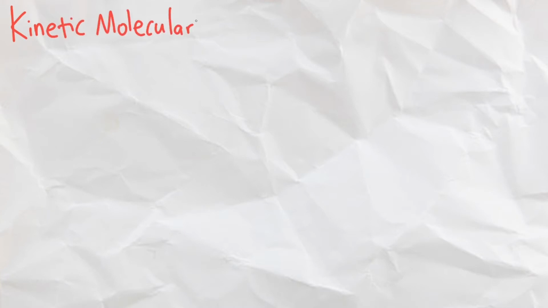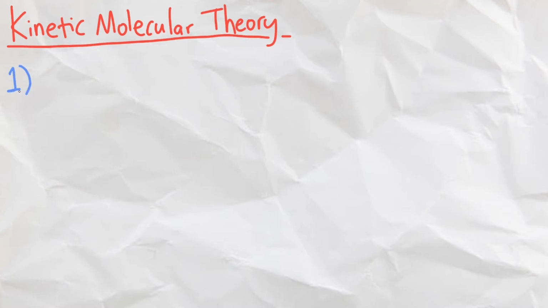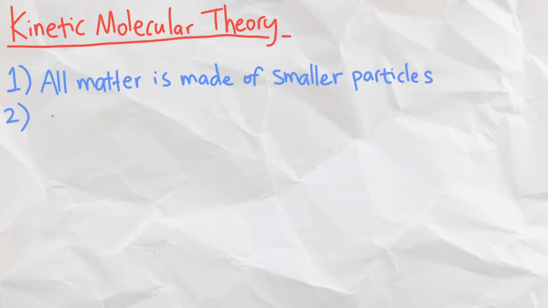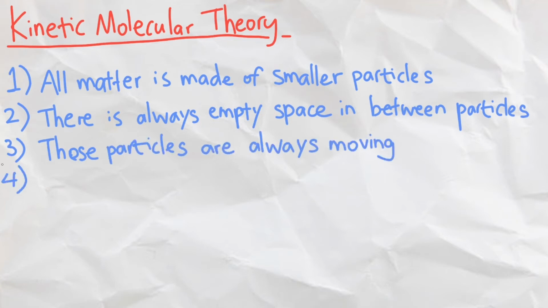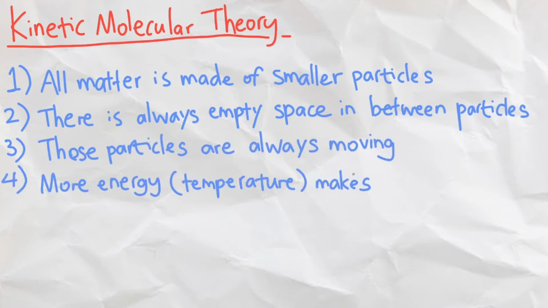To begin, let's break down the kinetic molecular theory, which sounds like a very fancy thing, but it's actually quite simple. There are four main points to consider in this theory. First, all matter is made of smaller particles, namely atoms. Second, there's always empty space between those said particles. Third, those particles are constantly moving. And lastly, more energy, or having a higher temperature, makes those particles move faster.